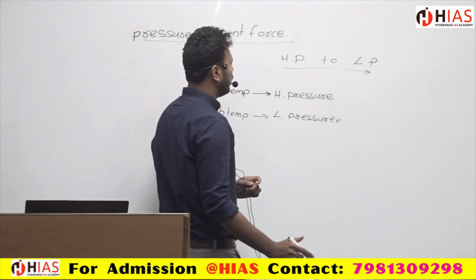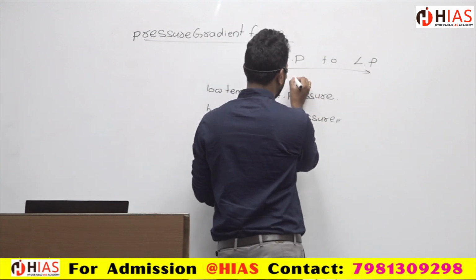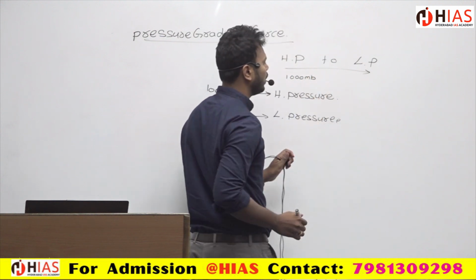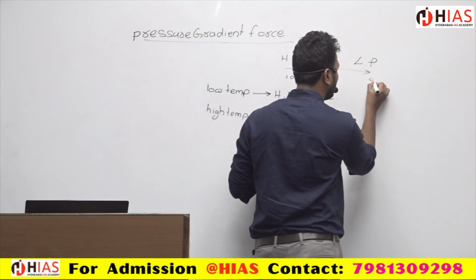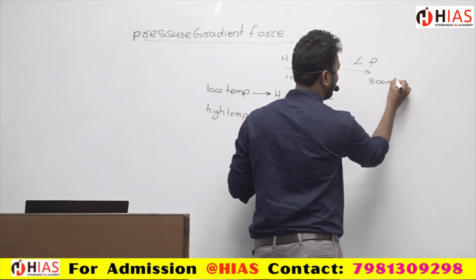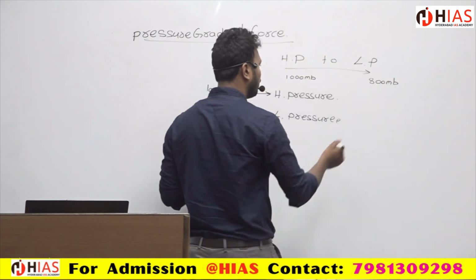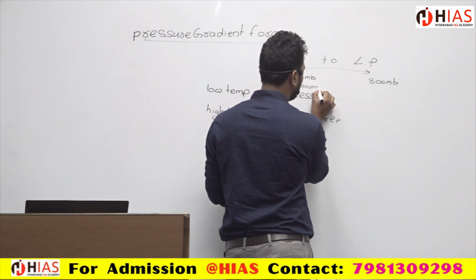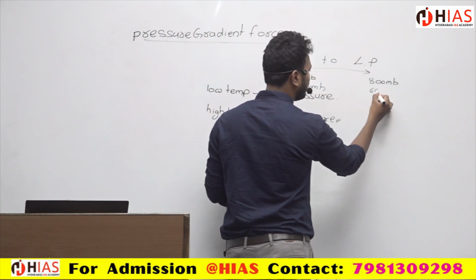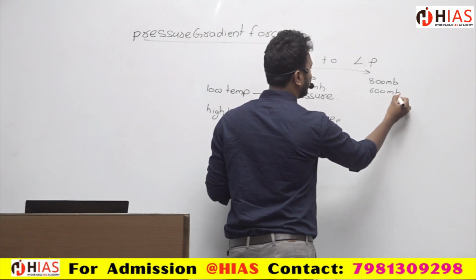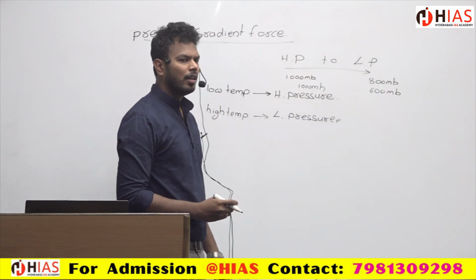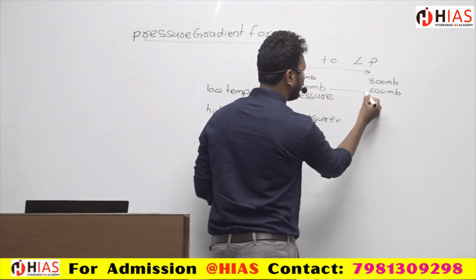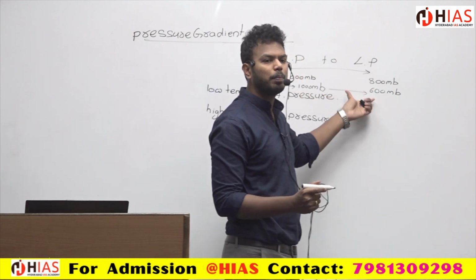Just imagine, here the pressure is 1000 MB, and here the pressure is 800 millibars. In the other case, the pressure is 1000 MB and here it is 600 MB. So where is more difference? In the second case, 1000 MB and 600 MB. So here the winds will travel with high speed.